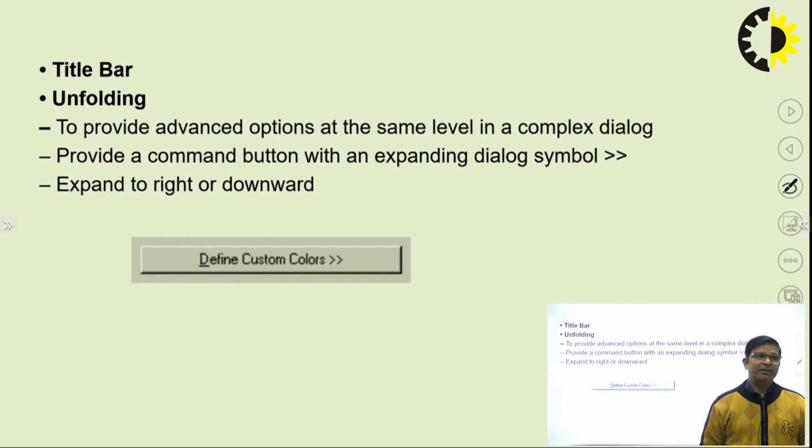Title bar and unfolding. Unfolding title bar, we know what a title bar is. The main top bar is called the title bar. Unfolding is to provide advanced options at the same level in a complex dialog, and provide a command button with an expanding dialog control, and expand like this, to the right or downward like this.